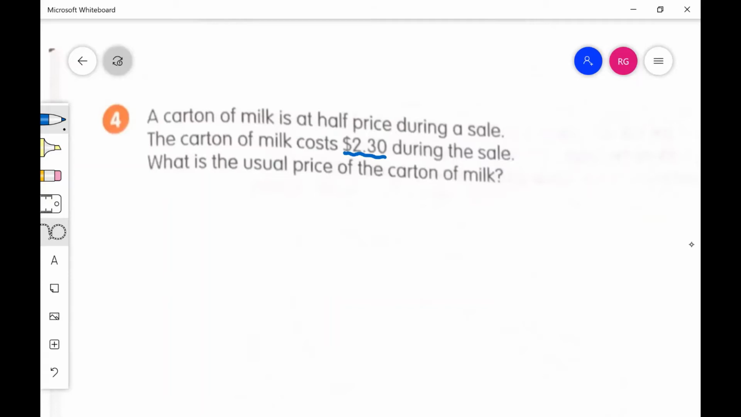A carton of milk is at half price during a sale. The carton of milk costs $2.30 during the sale. What is the usual price of the carton of milk?